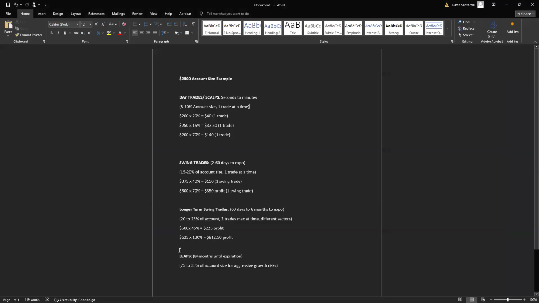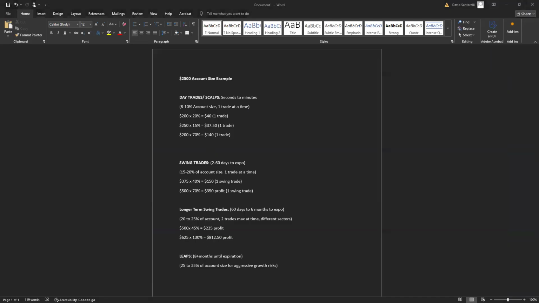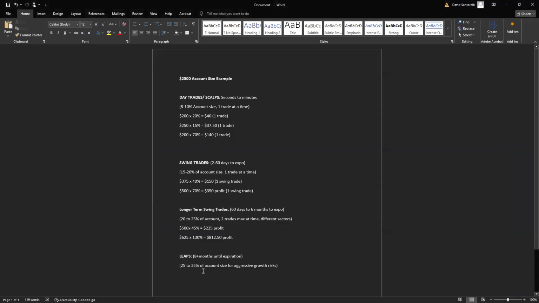LEAPS are a stock replacement strategy. So that's something you could be looking to do, 8+ months out till expiration, and use that larger portion, 25 to 35% of your account. You can have up to 2 trades of that at a time.